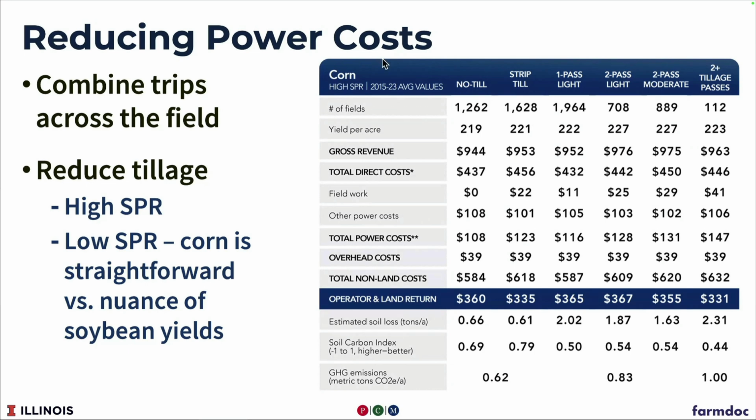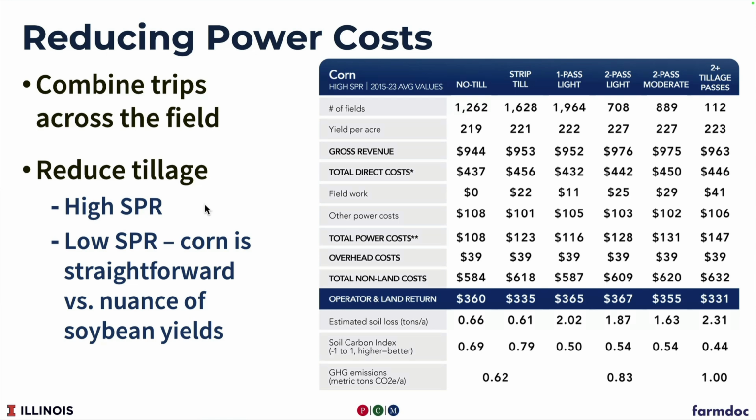It's really the high efficiency farmers, the low cost farmers, who are going to be rewarded in this more challenging environment that we see for finances in the farming community. So thinking about power costs, anything you can do to combine trips across the field, to combine passes, is a good strategy. They also see some interesting things here with looking at our tillage.